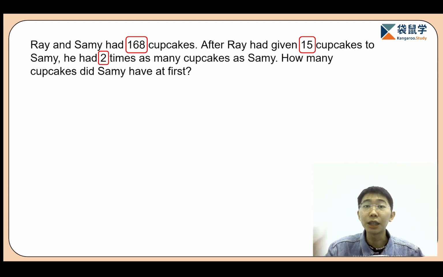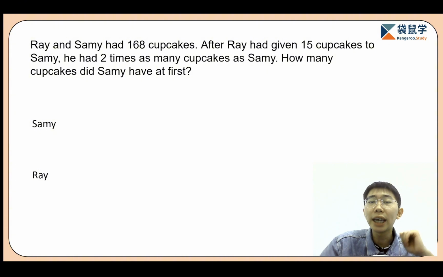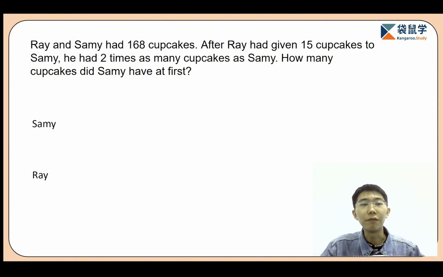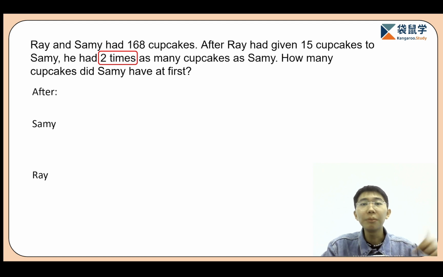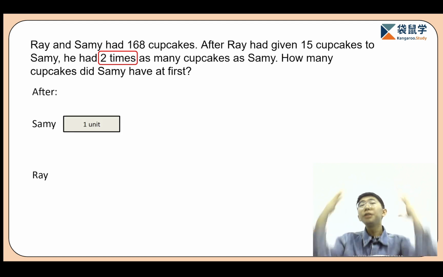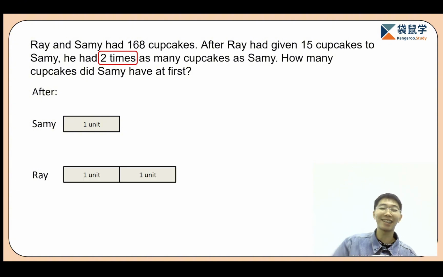In this case, there are 2 people, Sammy and Ray. While drawing the model, we need to draw 2 bars to indicate the relationship between Sammy and Ray, right? So now let's observe. In this question, which information tells us about that relationship? Ray had 2 times as many cupcakes as Sammy. So that means after giving 15 cupcakes, if Sammy had 1 unit, how many units will Ray have? Ray will have 2 units.